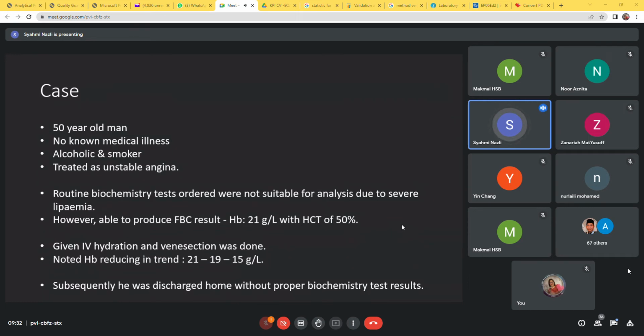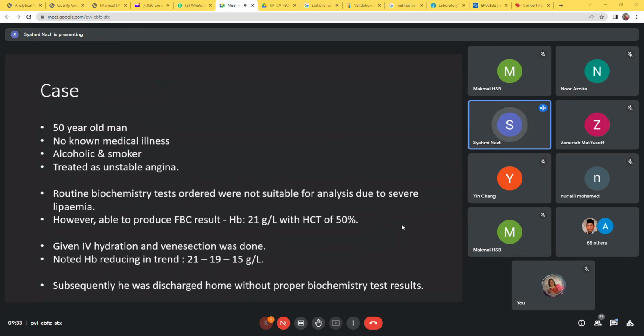However, they were able to produce an FBC result, which showed that HB is 21 gram per liter with hematocrit of 50%. So the patient was given IV hydration and venesection was done. Venesection is actually a procedure where we remove a volume of blood from the patient. It's quite similar to blood transfusion, but for these blood products, we will discard them because it is pathological blood. So it will not be used for other patients.